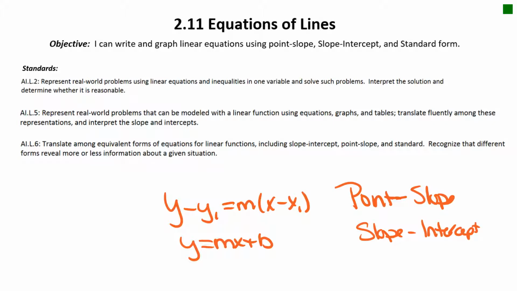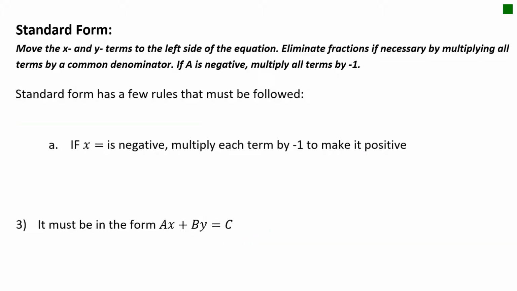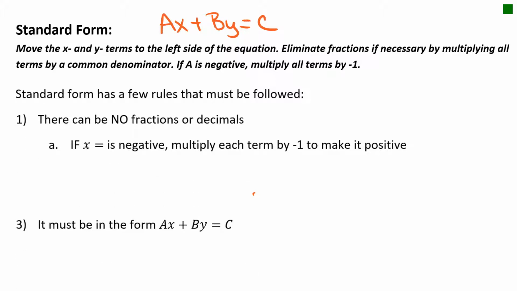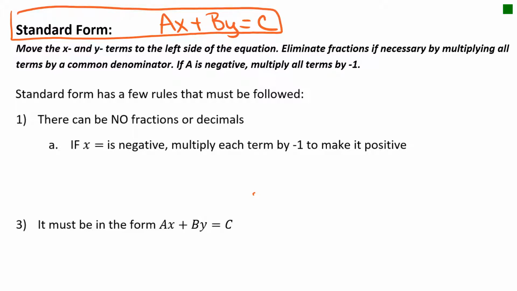The third way that we want to write is standard form. Standard form is going to look like this: AX plus BY equals C. It has some rules. First of all, there can be no fractions or decimals. So if there is, you're going to have to get rid of them. So everybody write this down. Standard form, you got that? Got that written down at the top of your page? Then the next thing you're writing down is no fractions or decimals.